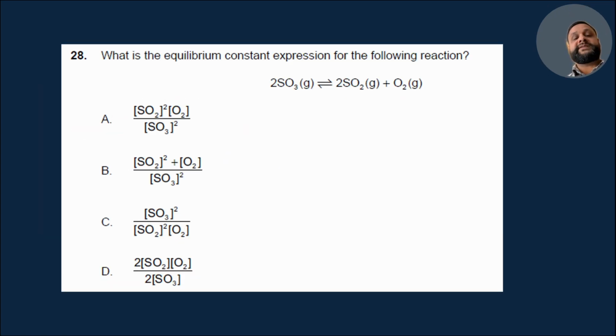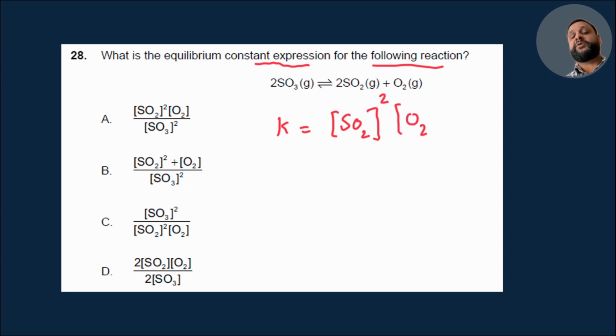What is the equilibrium constant expression for the following reaction? So K should be equal to molar concentration of product, so in this case SO2 to the power of the coefficient, times molar concentration of O2, and the coefficient is 1, divided by the molar concentration of reactant, SO3, to the power of their coefficient, which is 2. So let's go through the options. So A is the correct answer.